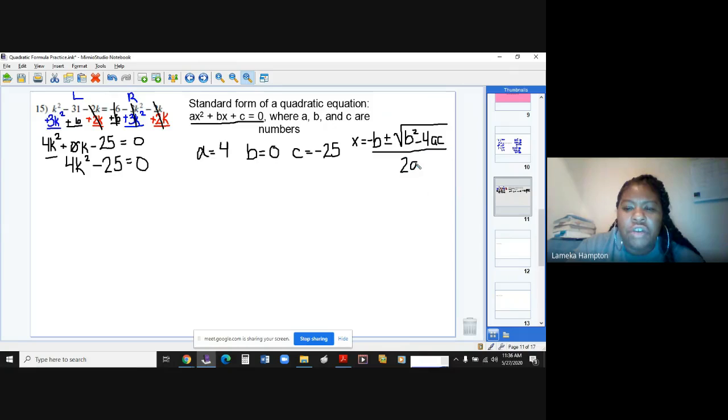Okay, so again, wherever I see an a, I'm going to put my number 4. Wherever I see a b, I'm going to put 0. Wherever I see c, I'm going to put negative 25. So now I'm going to write everything out.